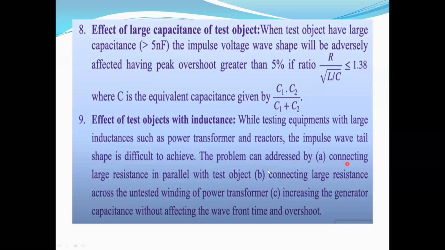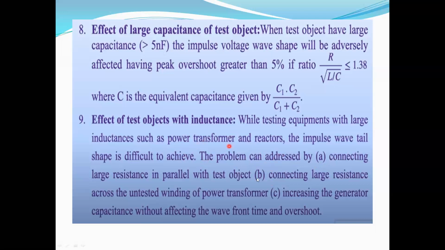By connecting a large resistance in parallel to the test object. The second one, connecting a large resistance across the untested winding of the power transformer. And the third one, increasing the generator capacitance without affecting the wavefront time and overshoot. So these are the three different types of remedies to overcome the high inductance effect on a test object.